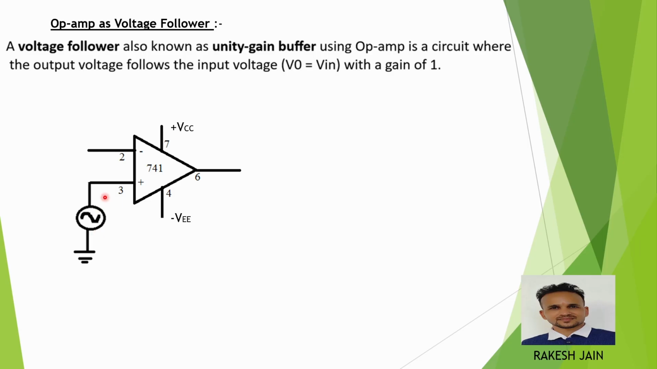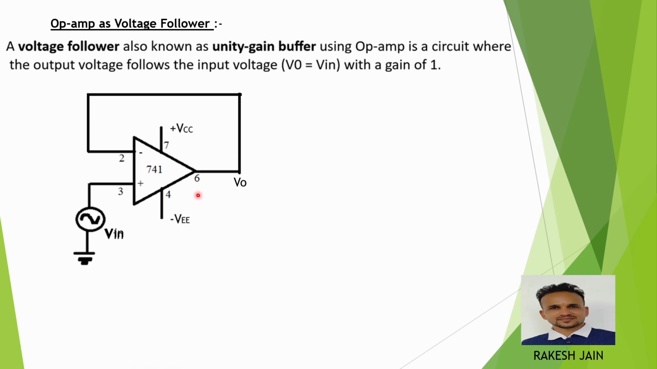Here I apply the input at the non-inverting pin, which is V input, and pin 2 is directly connected to pin 6, which is the V0 pin. So pin 2 is connected to V0. So this circuit becomes an operational amplifier as a voltage follower. Why? Because we know that the output is directly connected to pin 2.